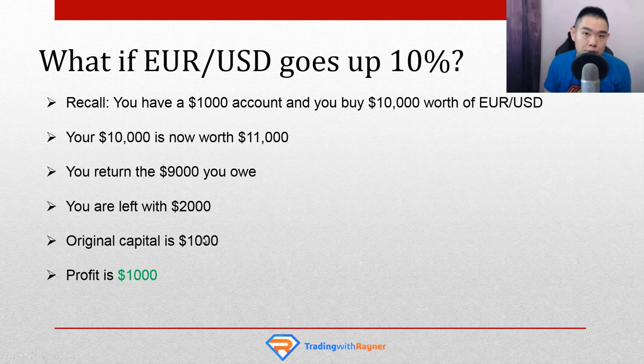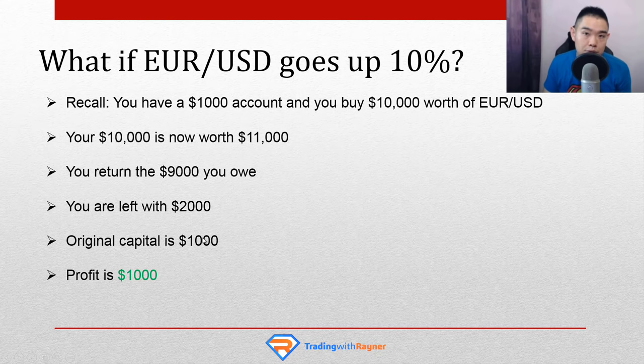Make sense? So there are always two prices being quoted in the Forex market, the bid and the ask. Depending on what you're trying to do, if you're trying to buy, then of course you will pay attention to the asking price. If you're looking to sell, if you're looking to short a currency pair, you will pay attention to the bid price.